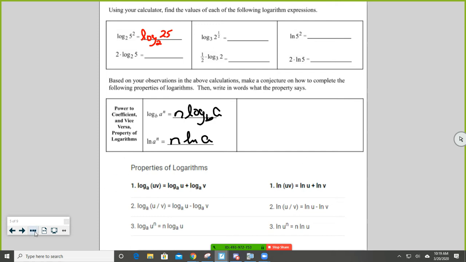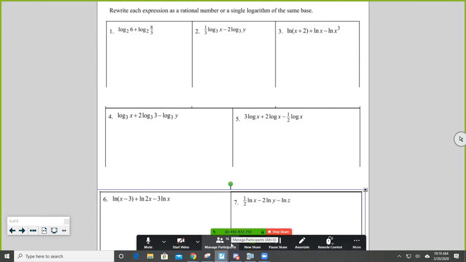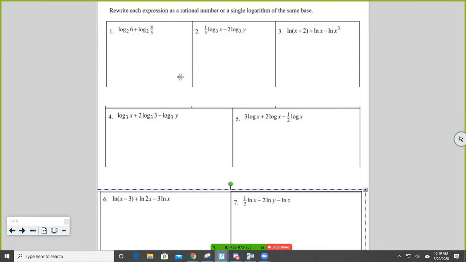So let's jump over here and do a few problems. Now, what we're doing right here, we write each expression as a rational number or a single logarithm of the same base. So you're either just going to come up with a number answer, or you're just going to have one log term. And this is called condensing.